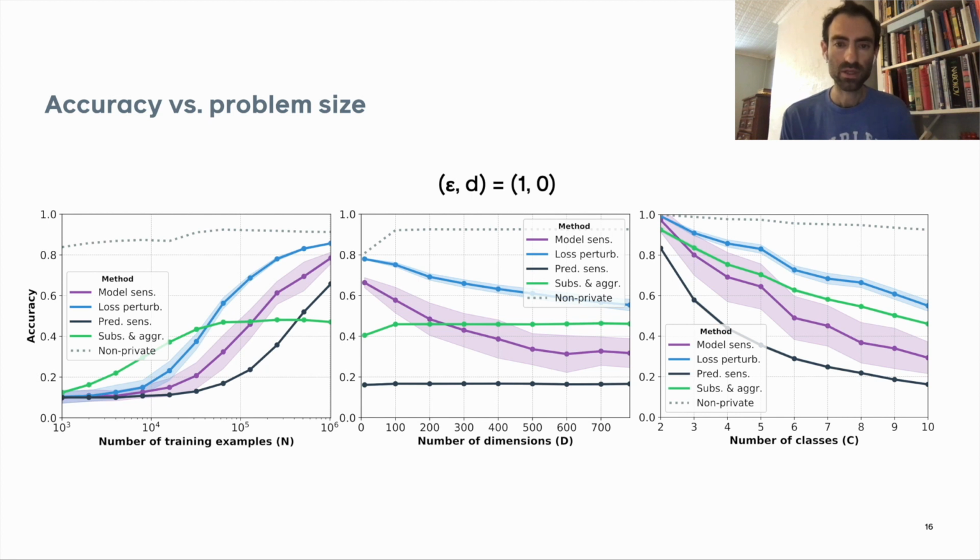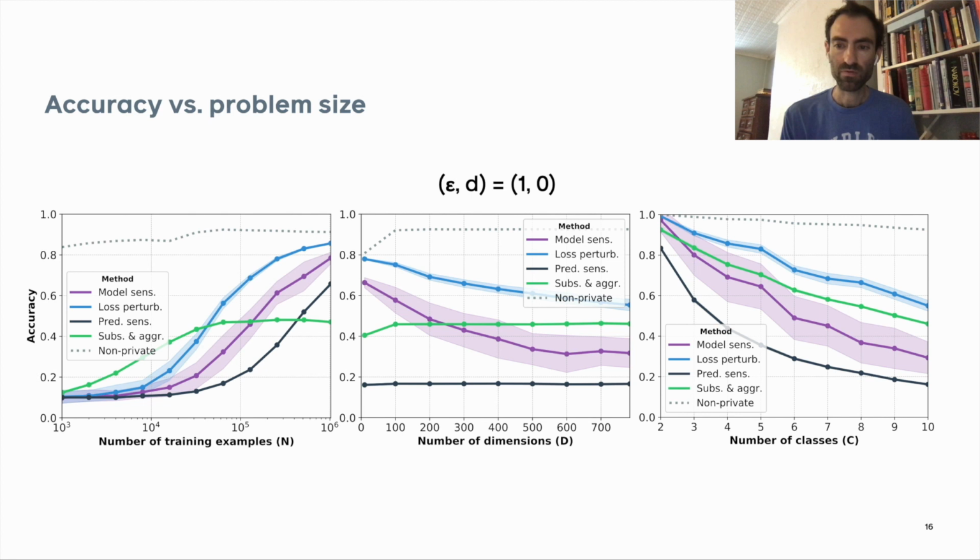As we increase the number of dimensions, the model size gets larger, and we need to use more noise to protect the privacy of the data. We see here that the two methods, model sensitivity and loss perturbation, get worse as we increase the number of dimensions. The subsample and aggregate method, however, actually stays relatively flat.